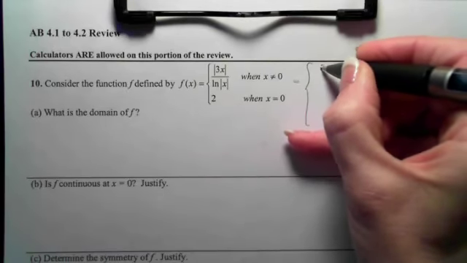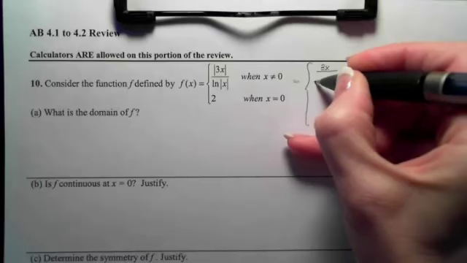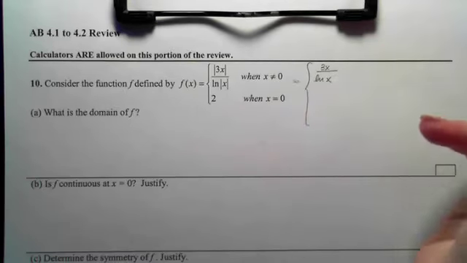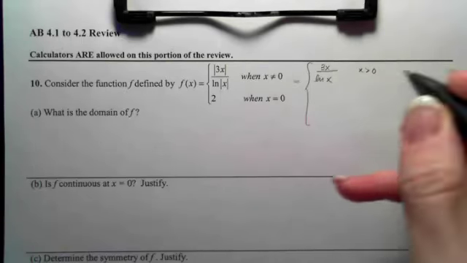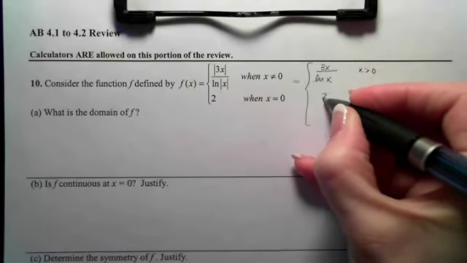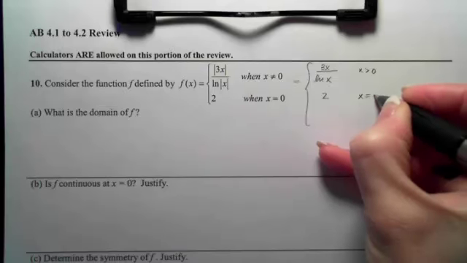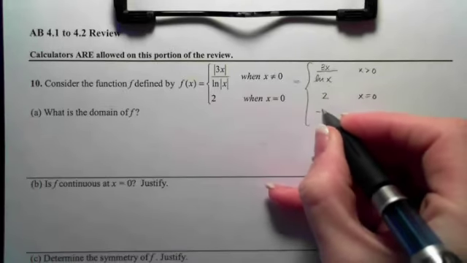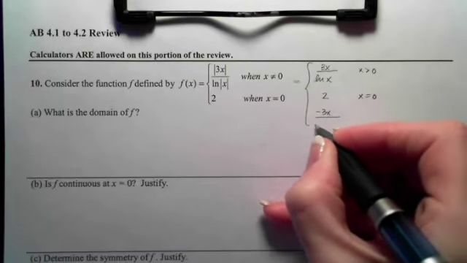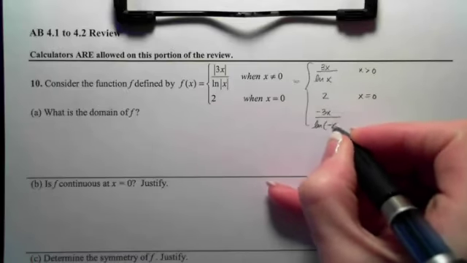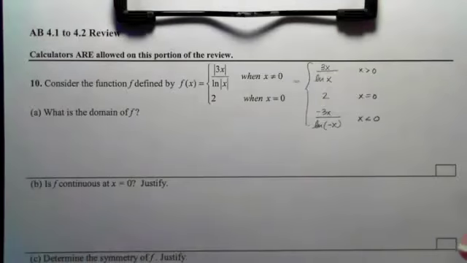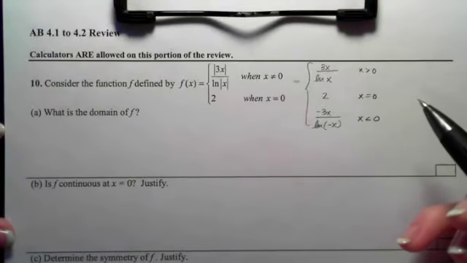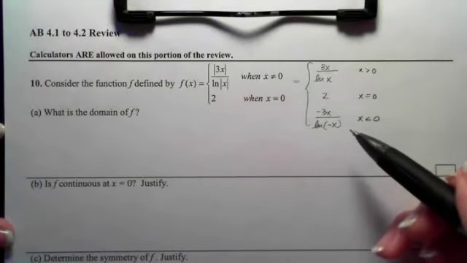We can have the inside left alone over the inside left alone for all x's that are positive. Then it's going to be 2 when x is equal to 0, and then it will be the opposite of the inside over the log natural of the opposite when x is less than 0. So just to keep in mind, we'll probably be working with one or more of these branches.